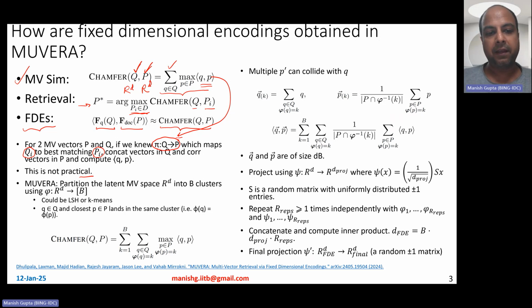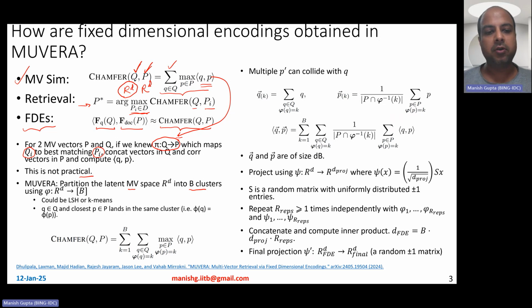What does Muvera do? Okay. What Muvera does is take this d-dimensional multi-vector embedding space and partition it into B clusters. It divides the space into B partitions or clusters using this function, represented by the small psi. Now, this partitioning can be done using various methods. It could be done using locality-sensitive hashing or k-means. Both of them are pretty efficient in that sense.